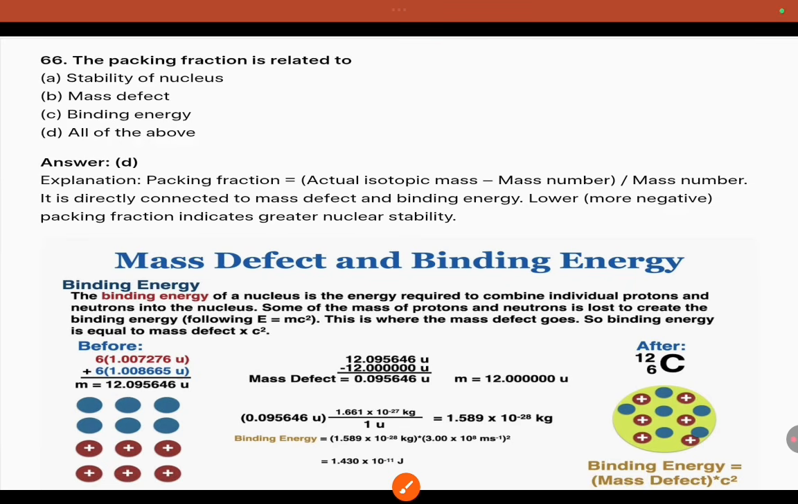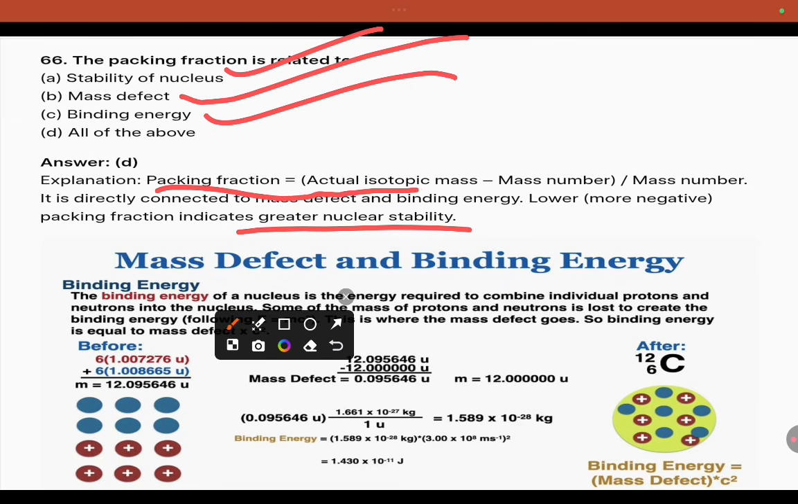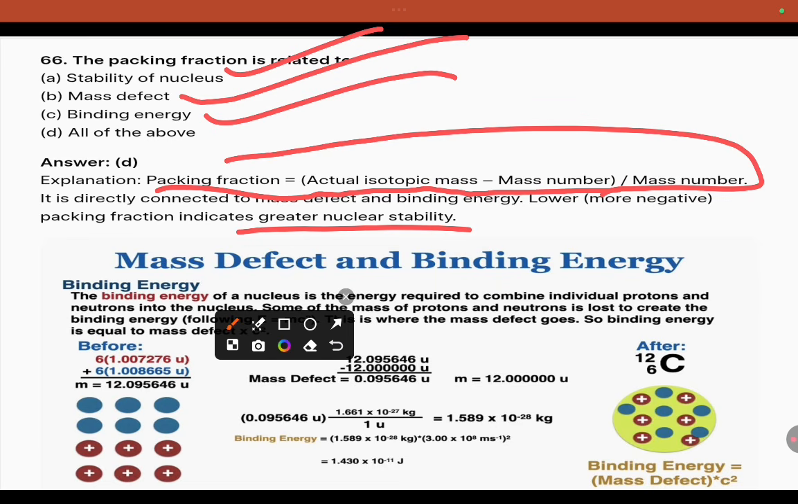66. The packing fraction is related to what? Packing fraction is related to the stability of the nucleus, mass defect, and binding energy. Packing fraction is the actual isotopic mass minus mass number, divided by mass number. It is directly connected to the mass defect and binding energy.